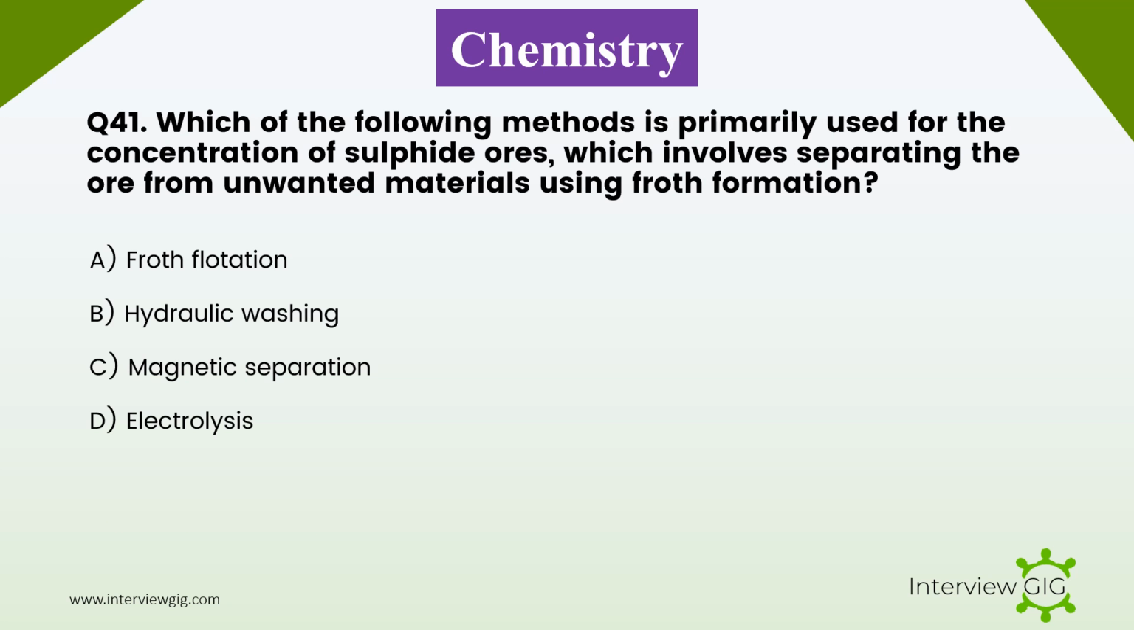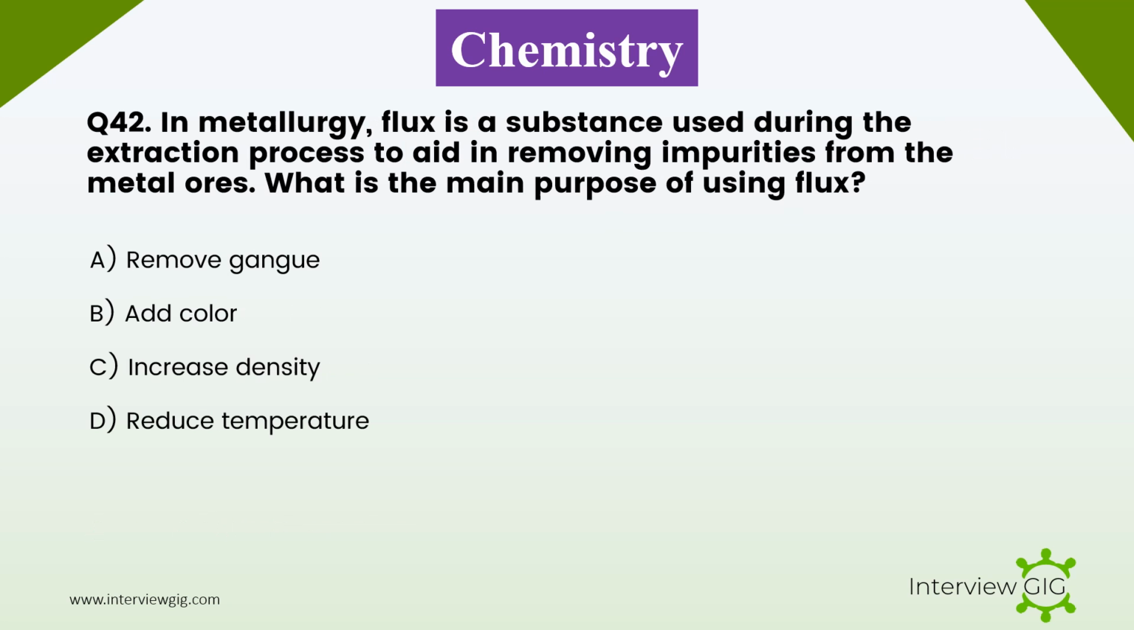Which of the following methods is primarily used for the concentration of sulfide ores, which involves separating the ore from unwanted materials using froth formation? A. Froth flotation. B. Hydraulic washing. C. Magnetic separation. D. Electrolysis. Answer A. Froth flotation. Next question. In metallurgy, flux is a substance used during the extraction process to aid in removing impurities from the metal ores.